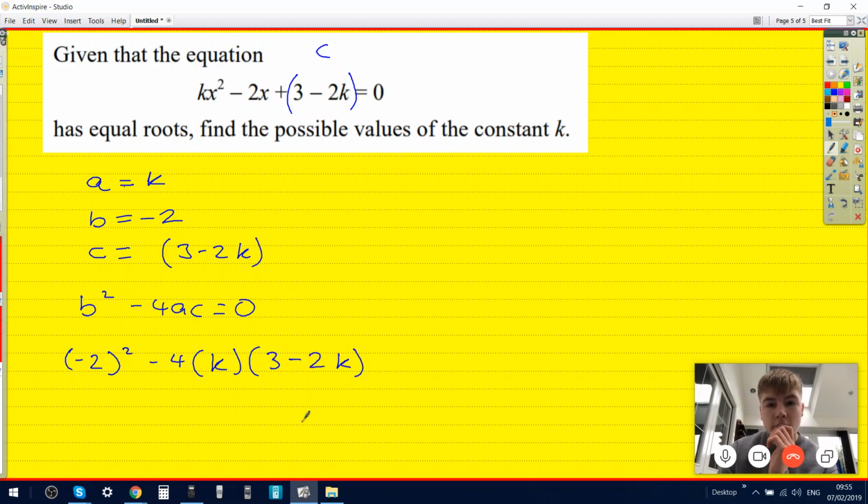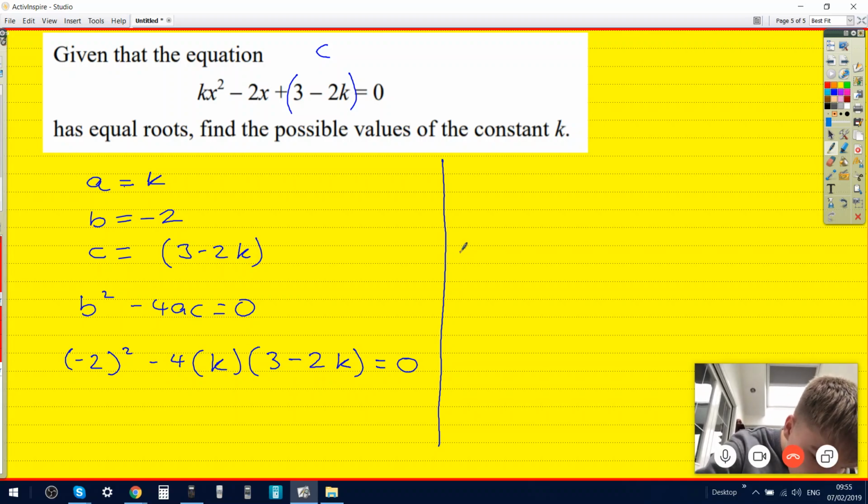Okay. So it's 4 minus 4, to do minus 4k by and then expand out 3 minus 2k by minus 4k. I got 4 minus 12k minus 8k squared equals 0. Okay, and what will you do next?